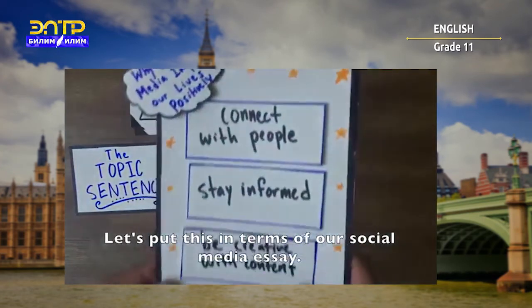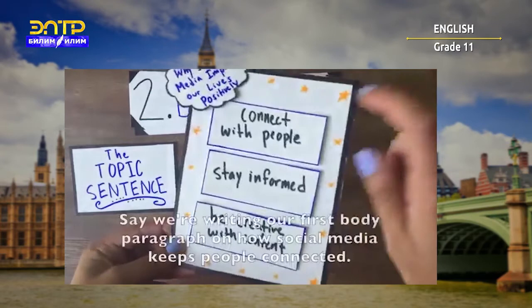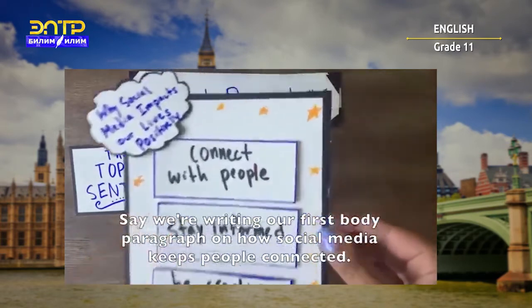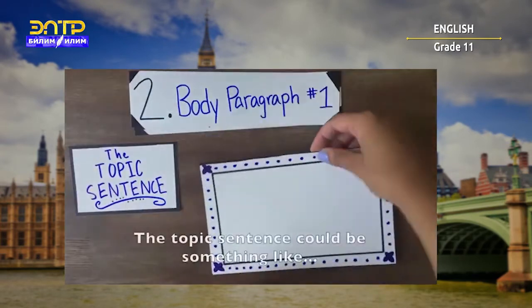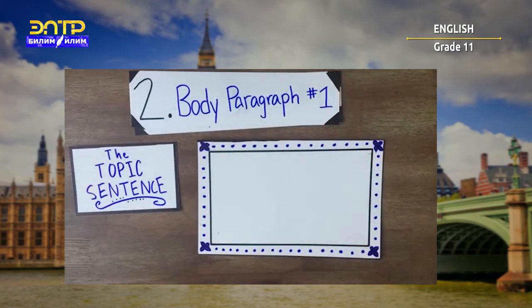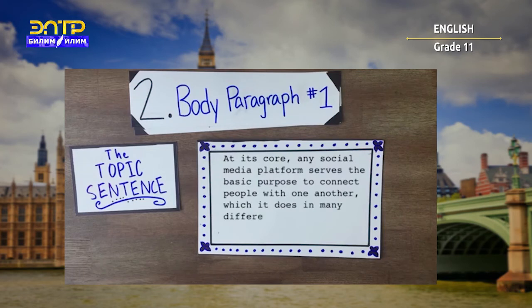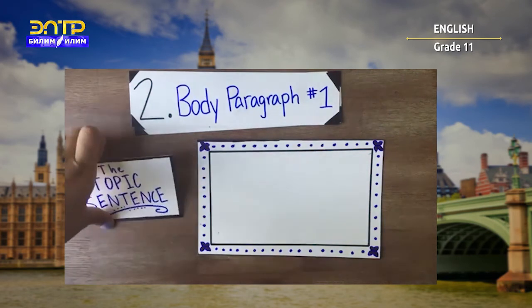Let's put this in terms of our social media essay. Say we're writing our first body paragraph on how social media keeps people connected. The topic sentence could be something like, at its core, any social media platform serves the basic purpose to connect people with one another, which it does in many different ways.